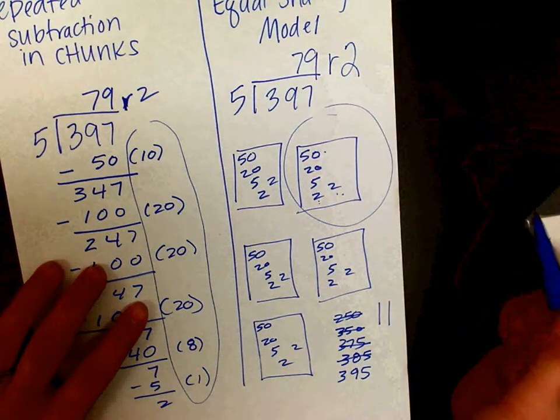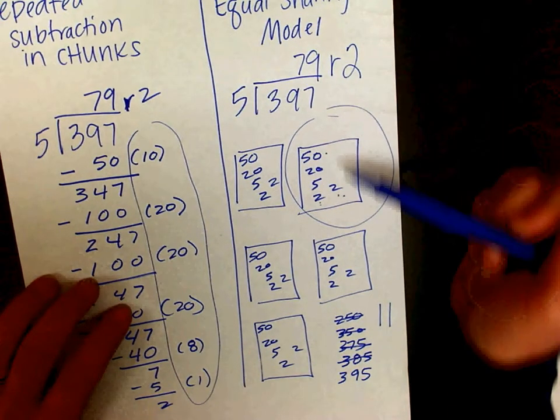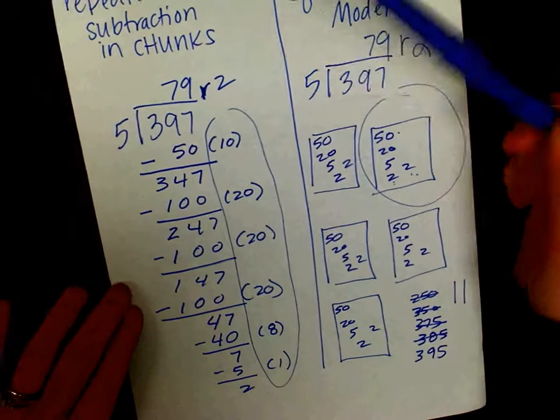Now this was the equal sharing model. It's a little bit more visual, and this was the repeated subtraction in chunks.